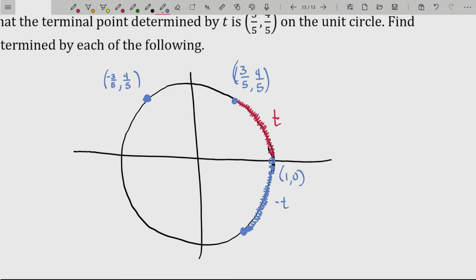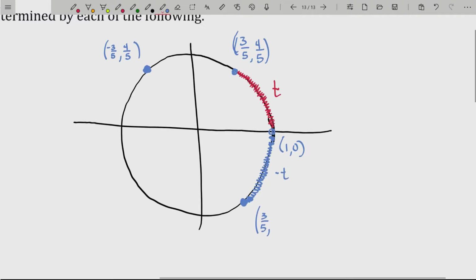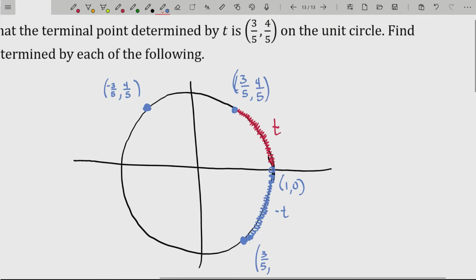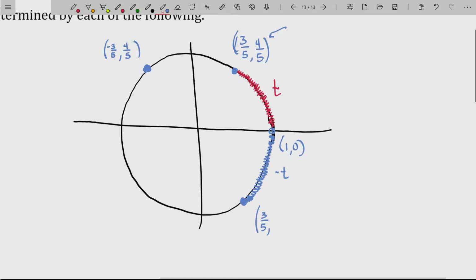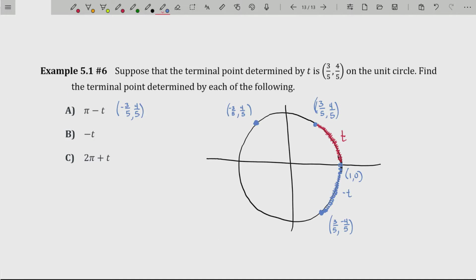And there's a lot of symmetry here as well. The x values will be the same, right? 3/5. The y values will be opposite. So the y value for this is 4/5. Therefore, this will be a negative 4/5 because it's in quadrant 4. And that would be the terminal point for negative t, 3/5, comma, negative 4/5. Now, a lot of students want to memorize this stuff. I highly recommend you don't. Instead, I highly recommend that you just use logic the entire time. That will pay you back dividends in the long run.